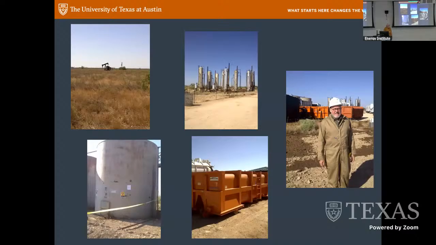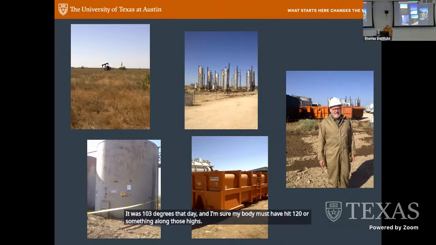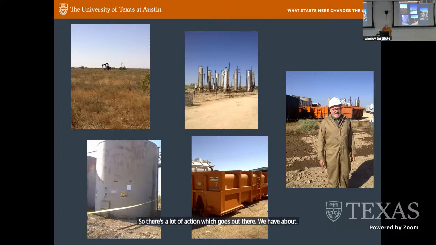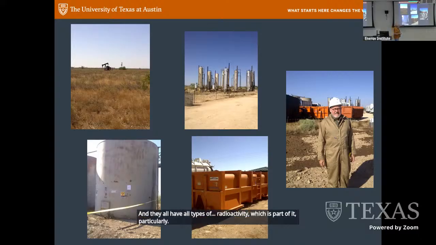That's me on the right-hand side, trying to be brave. I had to wear all this equipment. It was 103 degrees that day, and I'm sure my body must have hit 120 or something along those lines. So there's a lot of action out there. We have about 12,000 wells out in West Texas, and they all have all types of radioactivity, particularly this one, which is in the oil and gas separators.